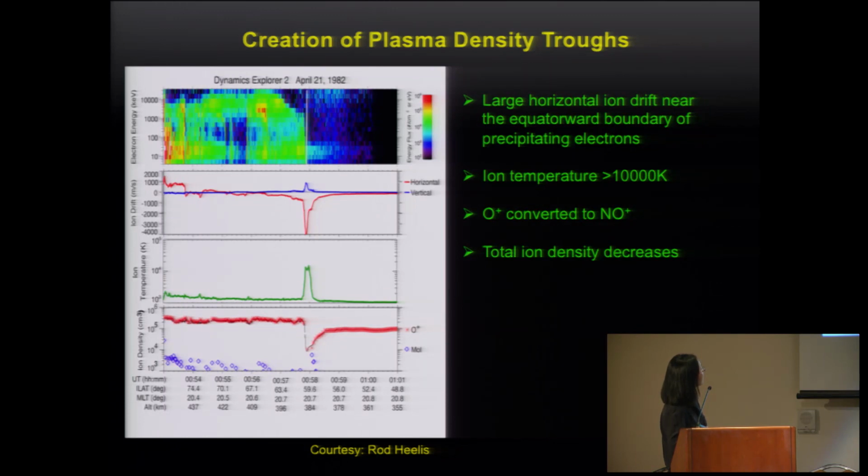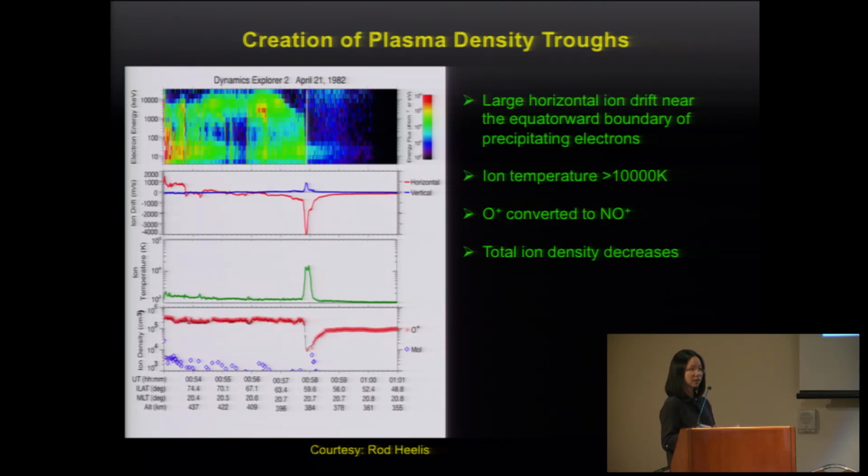It reached 10,000 Kelvin, and here is the total density of the electrons. Red means O+, and blue means the molecular ions. So in this case, you can see it's exactly the same as what was predicted by the simulation: frictional heating quickly converts O+ into molecular ions, and then the densities decrease. This actually also has an interesting limiting feedback. As earlier mentioned by Rod Heelis, once you have the lower ion density here, the momentum and energy exchange between the ions and the neutrals will decrease.